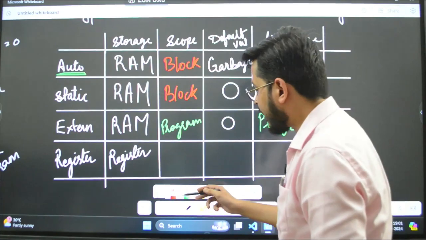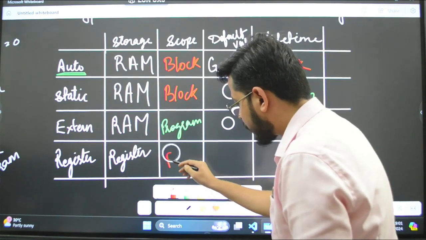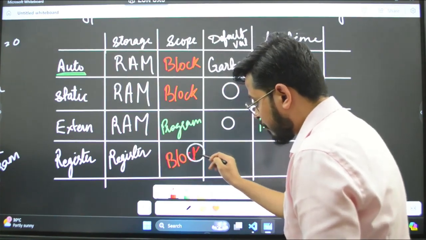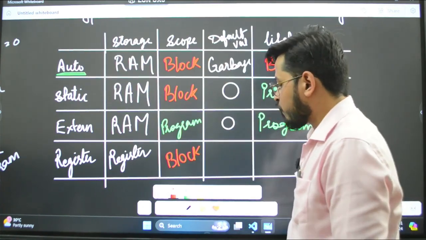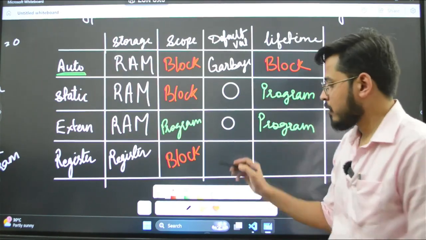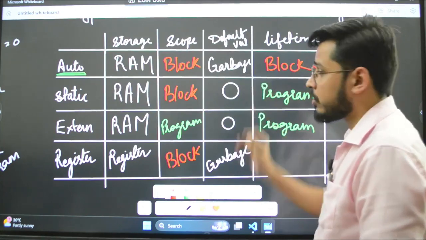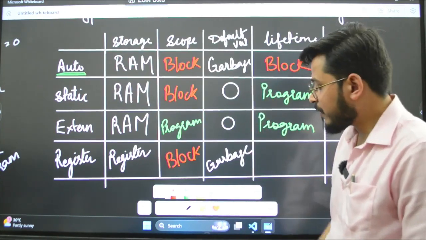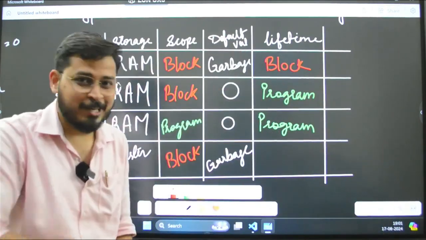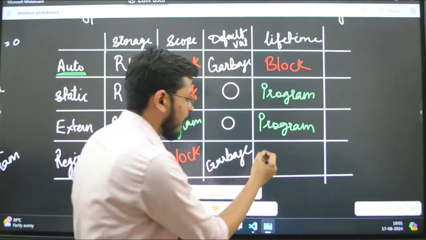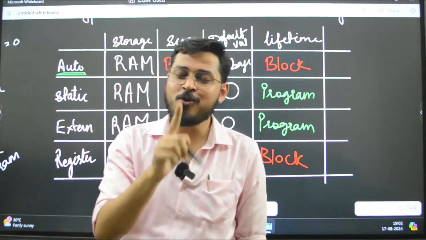Next thing is what scope it will have. It will have block scope, very similar to auto. Okay. What is going to be its default value? Of course, garbage, just like auto. And what will be its default lifetime? If I am clicking onto the red pen, you might think it's block. Yes, it is block. Very, very similar to auto.